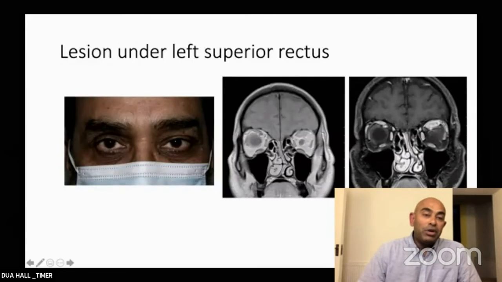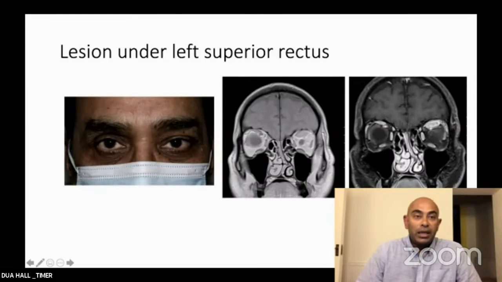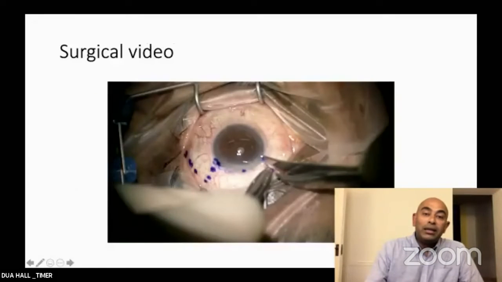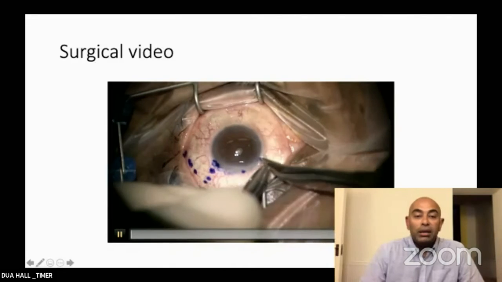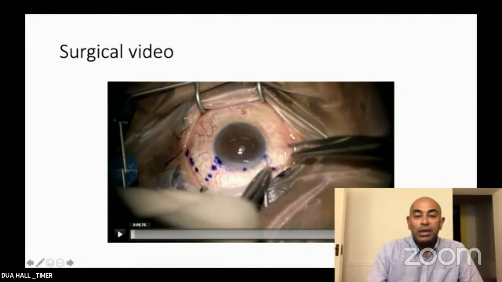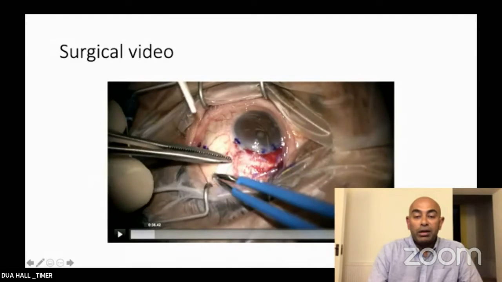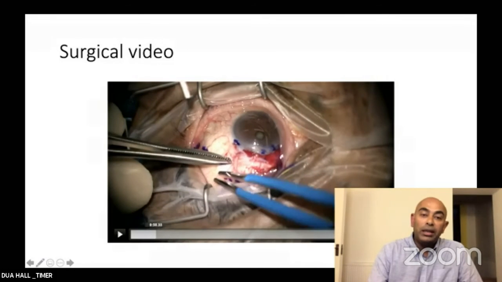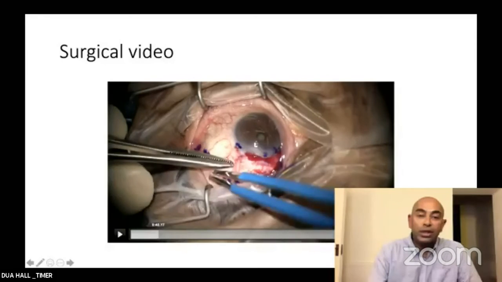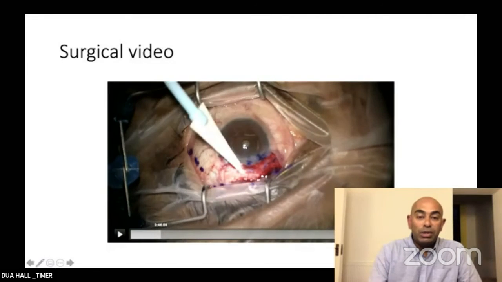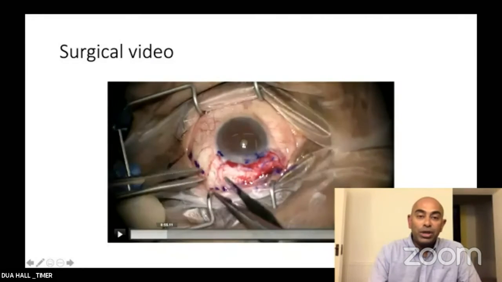And I'll give you an example. Here's a patient with a left superior mass under the left superior rectus. And here's a video of me doing this W incision. I'll fast forward it for time reasons, but you can see how the W is created. I often put a bit of bipolar at the second and third limb junction, as it allows me to orient the tissues at the end when suturing.